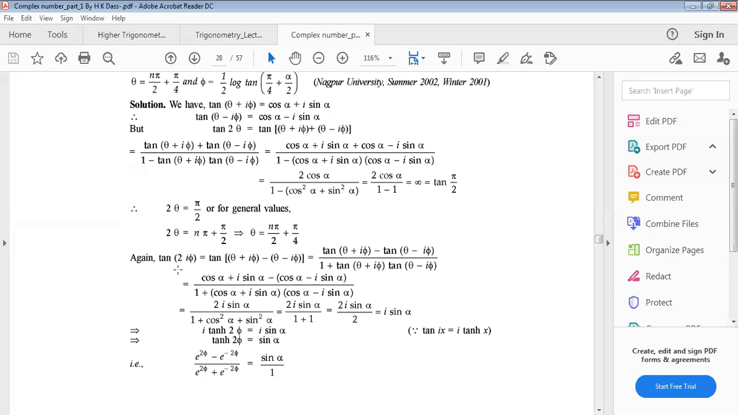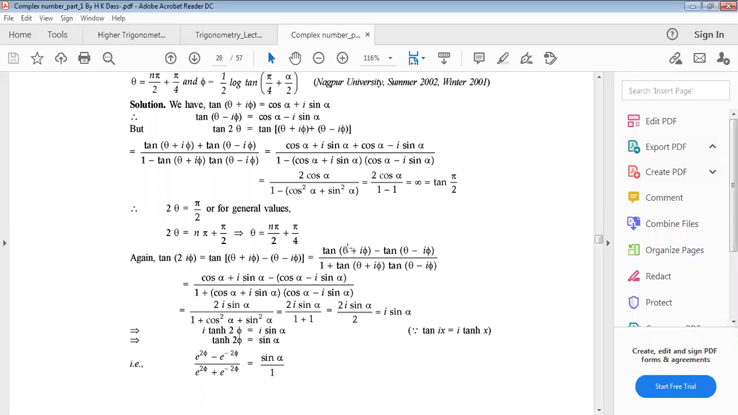Now again, tan 2iφ can be written as tan((θ + iφ) − (θ − iφ)). Just this will be plus and this will be minus. We will use the same tan formula. This is tan(a + b) and this will be tan(a − b). Tan(a − b) formula, what? Tan(a − b) equals (tan a − tan b) divided by (1 + tan a tan b). This is the general trigonometry formula.